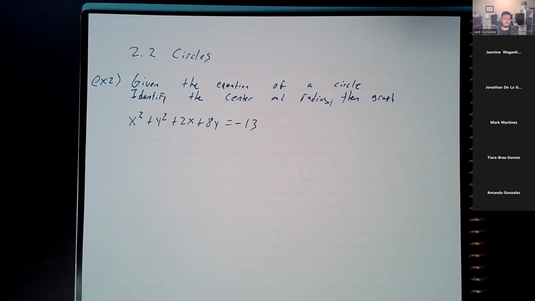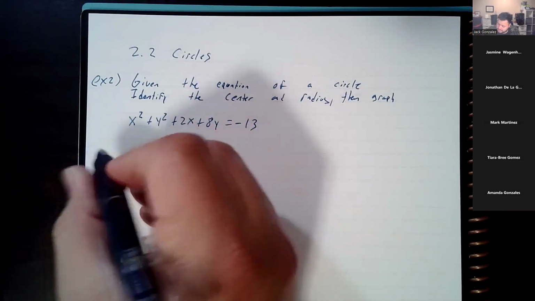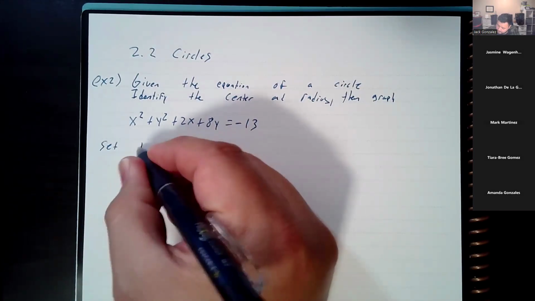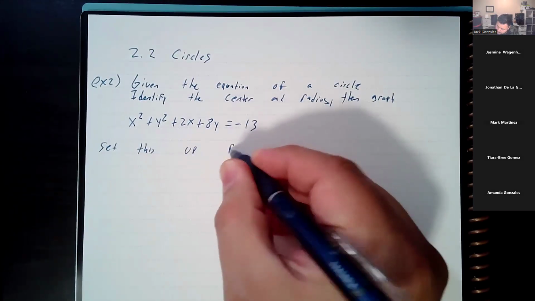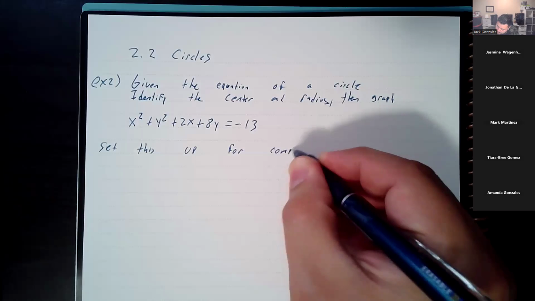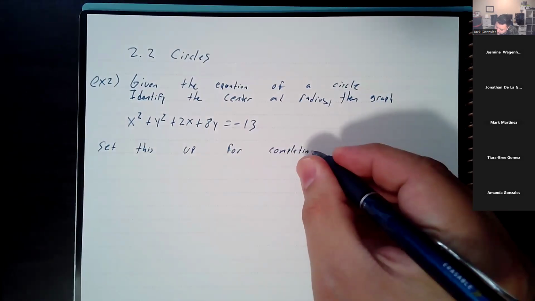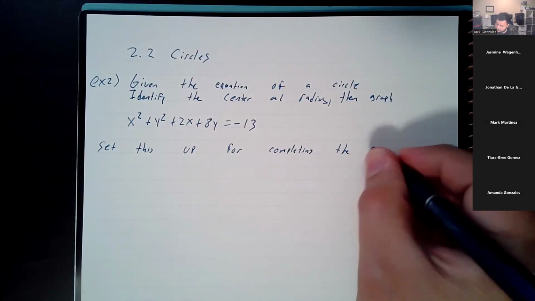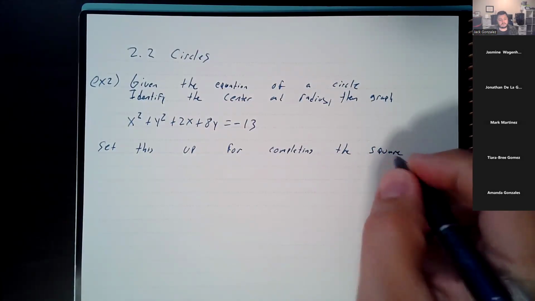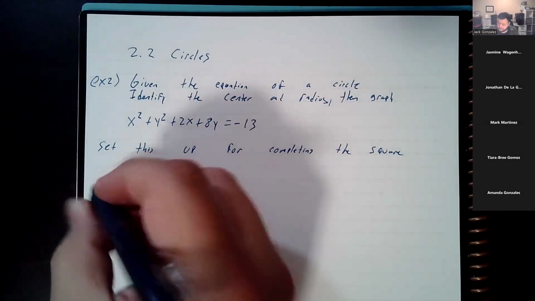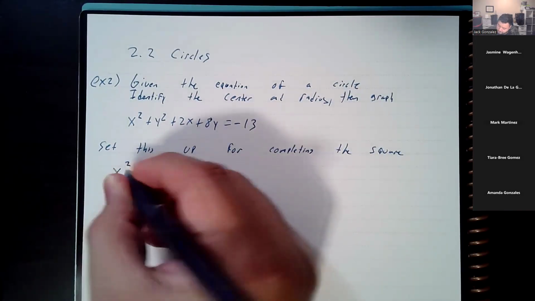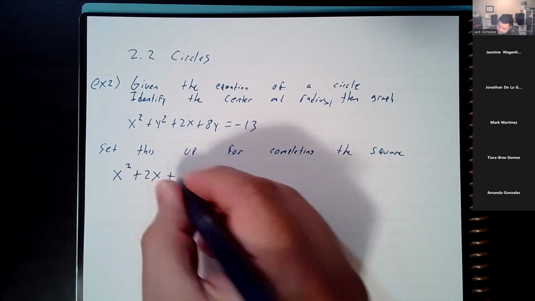So what I recommend is get the x's together, leave a little space, the y's together, leave a little space. And if there's any numbers, move them to the right. So let's set this up. We'll set it up for completing the square. We're going to complete the square for the x variables and the y variables. So I'm setting it up.